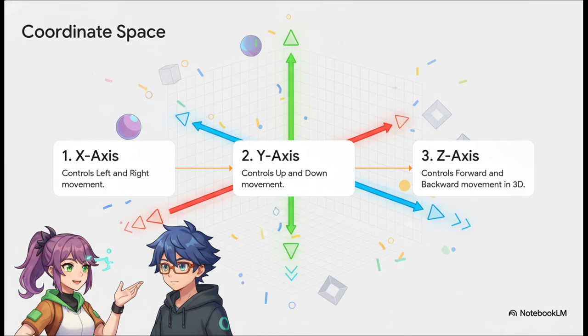Positive z is forward, away from the camera, and negative z is backward, towards the camera. These three axes are how we tell any object in Unity exactly where to go.